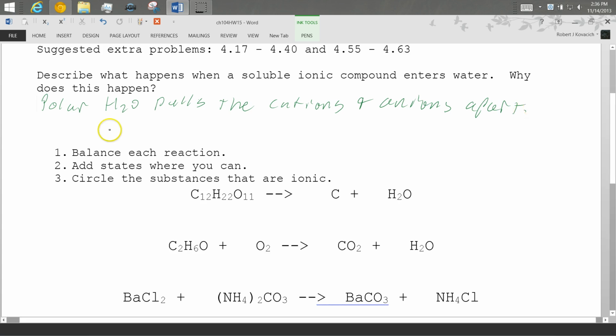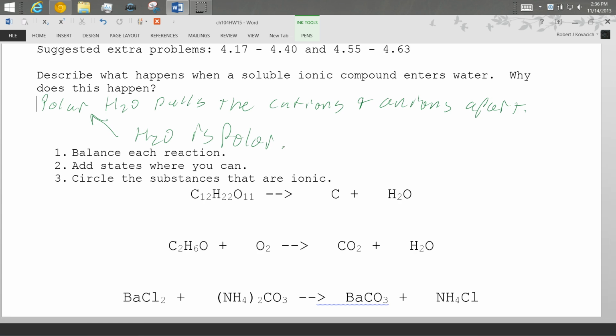And why does this happen? It happens because water is polar. So what would happen if you were to take an ionic compound? Give me an example of a common ionic compound. Sodium phosphate. That's not a compound. Sodium phosphate, I'm not really sure how common that is to you guys, but table salt.